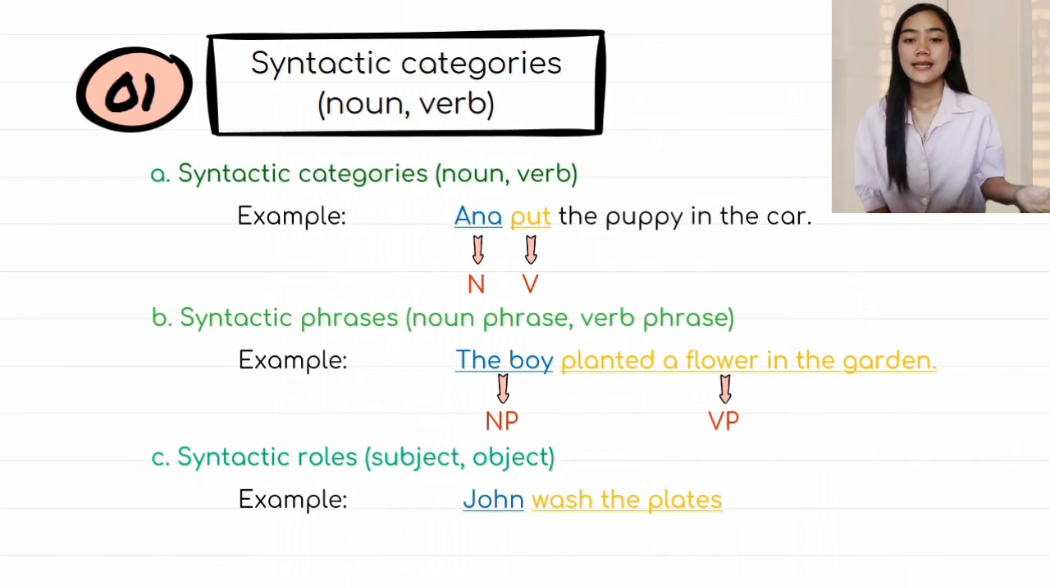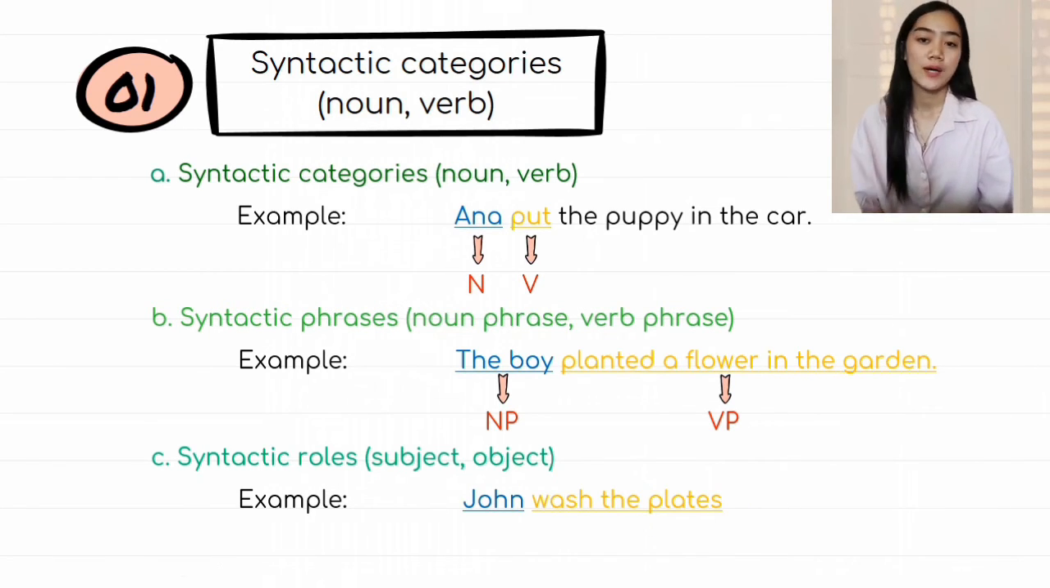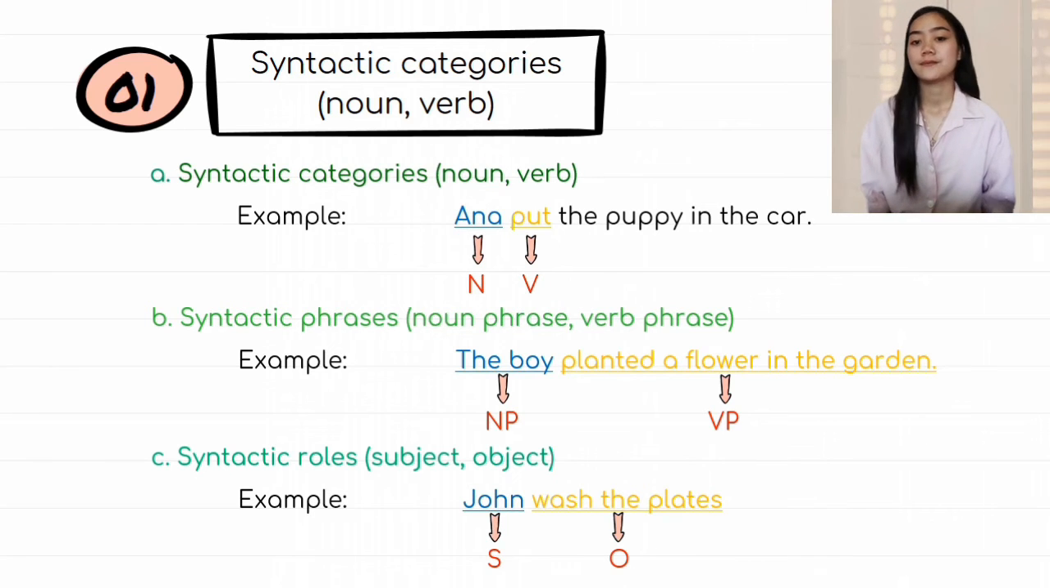The third is syntactic roles. The child has to know what the subject is and what the object is. The child has to learn that the subject is usually a noun that comes before the verb, but not all nouns are subjects, and it agrees with the verb. The object usually comes after the verb and doesn't agree with the verb. For example, in the sentence, John washed the plate, the child has the innate knowledge that John could be the subject and the plate could be the object.